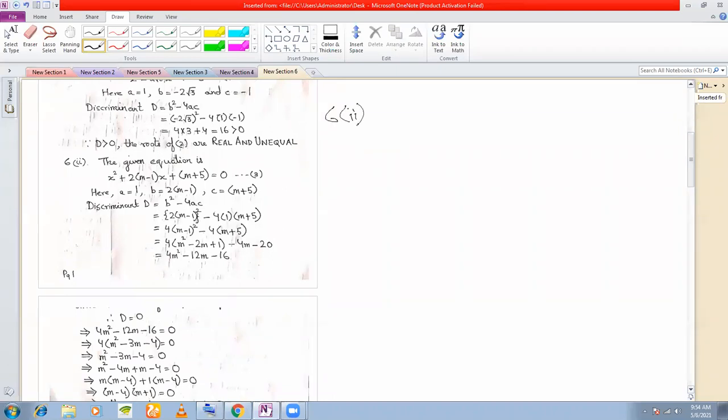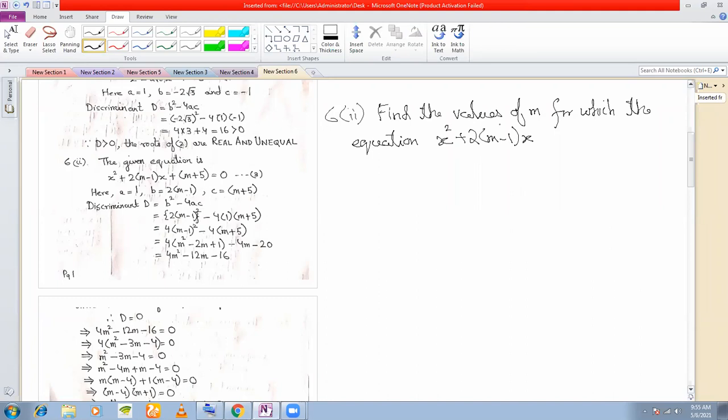6-2, let me just mention the problem here. The problem 6-2 was, find the values of m for which the equation x square plus twice m minus 1 x plus m plus 5 is equal to 0.